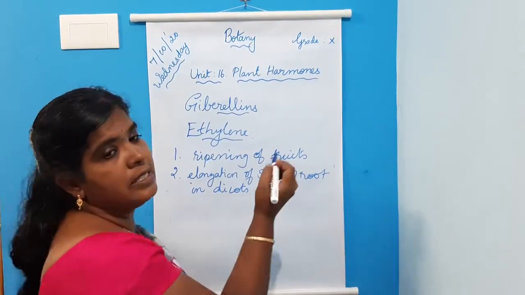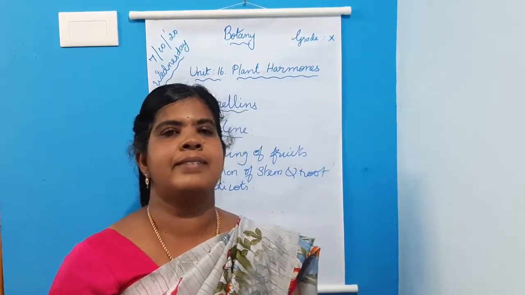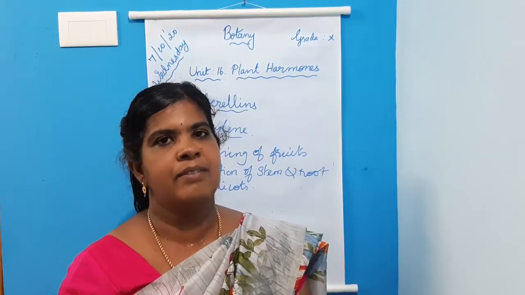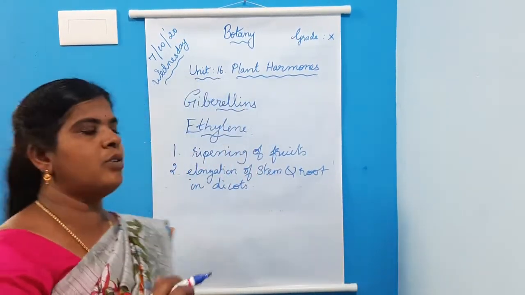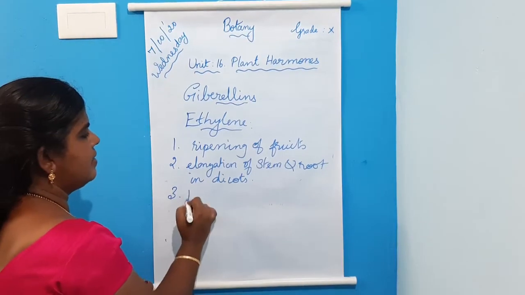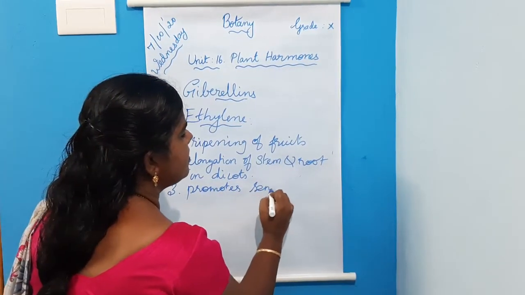The third effect is ethylene hastens or promotes senescence of leaves and flowers. What is senescence? Aging, isn't it? Ethylene hastens or promotes senescence.